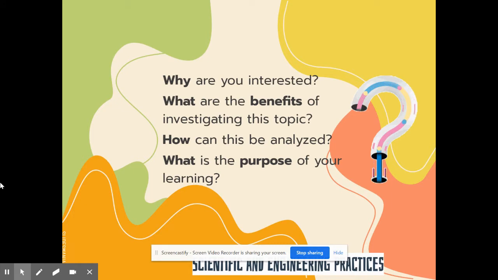Some questions are: Why are you interested in this? What are the benefits of investigating the topic? How can this be analyzed? What is the purpose of your learning? These are questions that you're going to ask yourself as you're coming up with different experiments and trying to come up with different things to research.